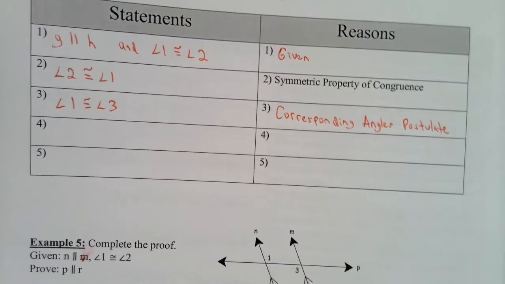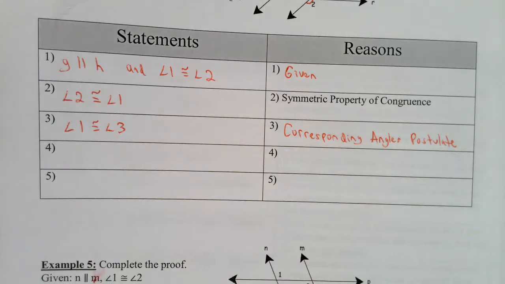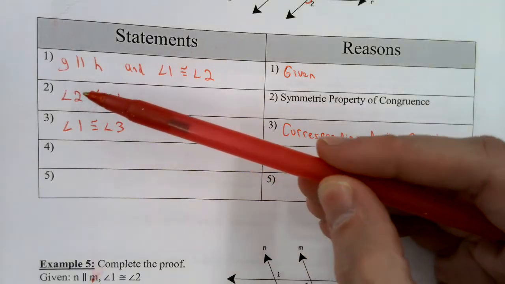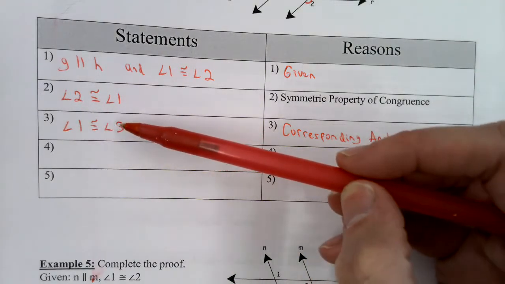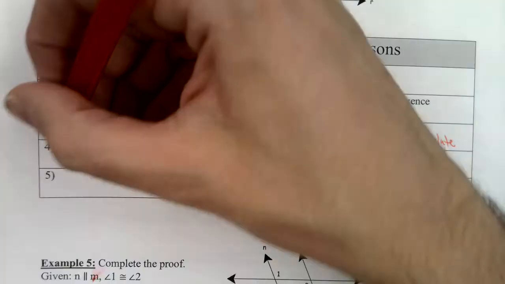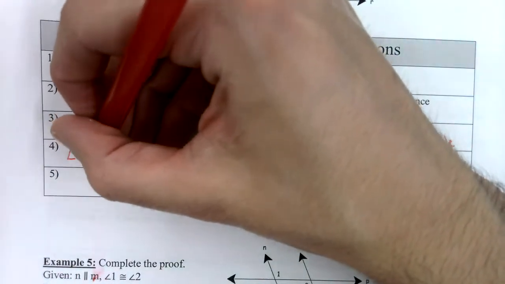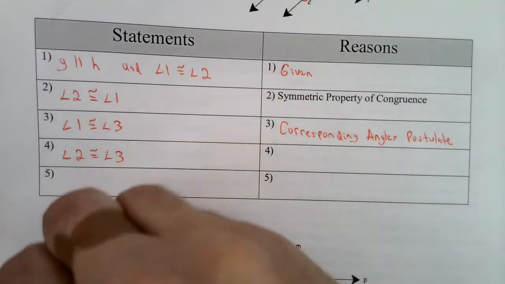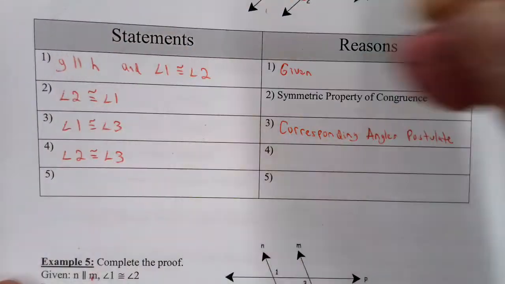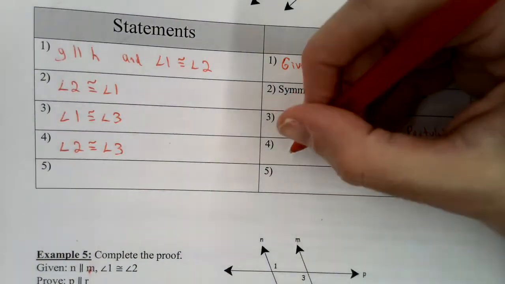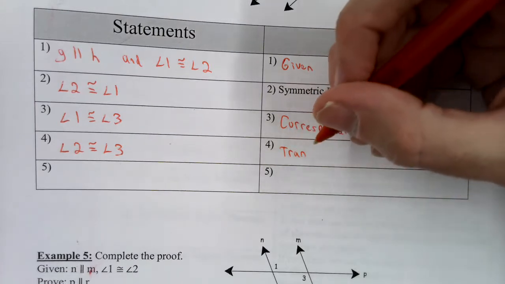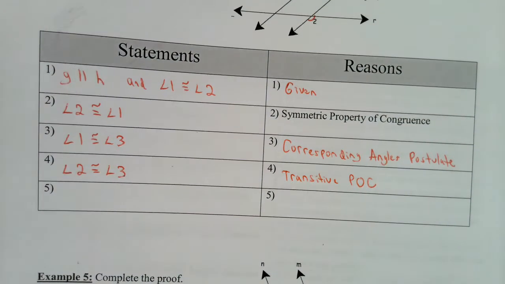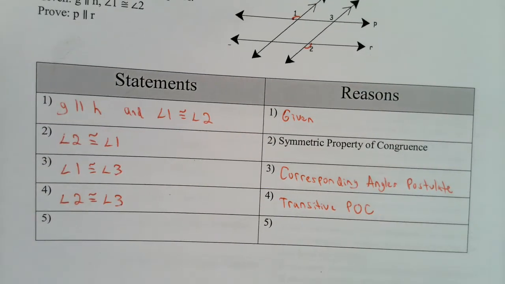Okay. Now, the reason why I use the symmetric property of congruence in step 2 is because now we can use the transitive property of congruence. Look, angle 2 is congruent to angle 1, and angle 1 is congruent to angle 3, so angle 2 is congruent to angle 3. Okay? And that reason is called the transitive property of congruence. So let me label that. Since angle 2 has one arc, I'll put one arc in angle 3.